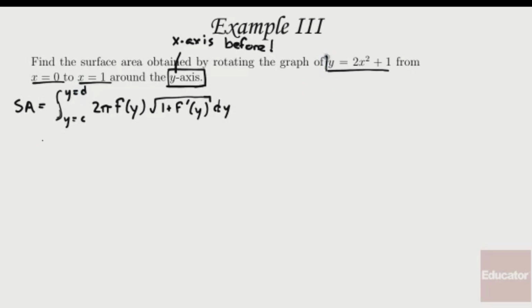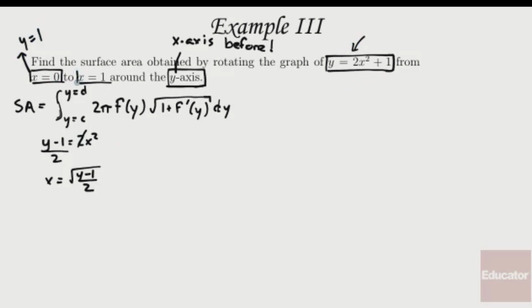Looking at the function first, we get y minus 1 equals 2x squared. And we can divide both sides by 2 there. So x equals the square root of y minus 1 over 2. If you plug x equals 0 into the function, that converts into y equals 1. If you plug x equals 1 into the function, that converts into y equals 3. So now we have everything in terms of y.